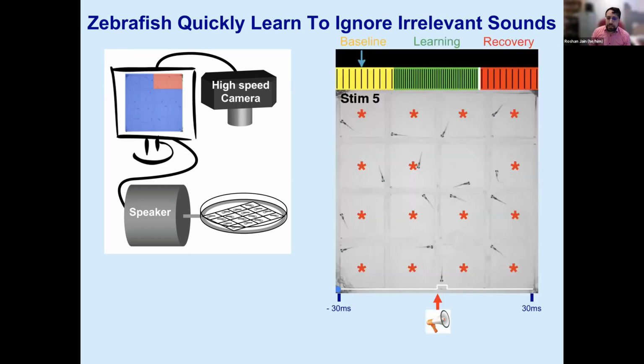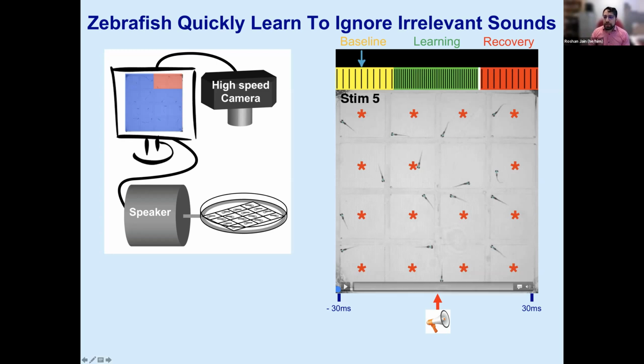And so to show you what that looks like, I'll give you a set of fish here where we're giving repeated loud stimuli. They're identical stimuli. We're going to start off by giving those fish stimuli every 20 seconds, and then we're going to continue giving that at a shorter interstimulus interval.